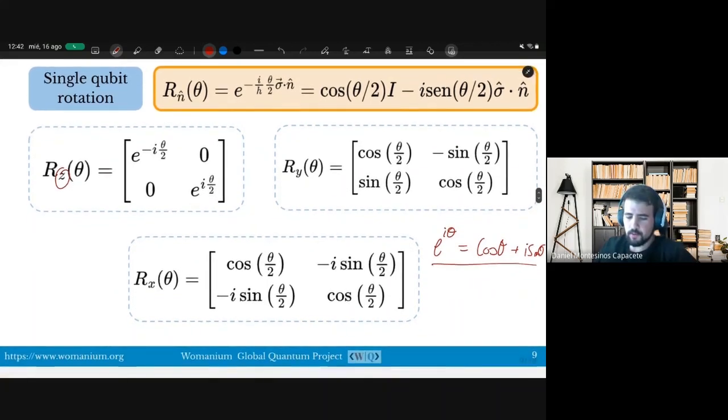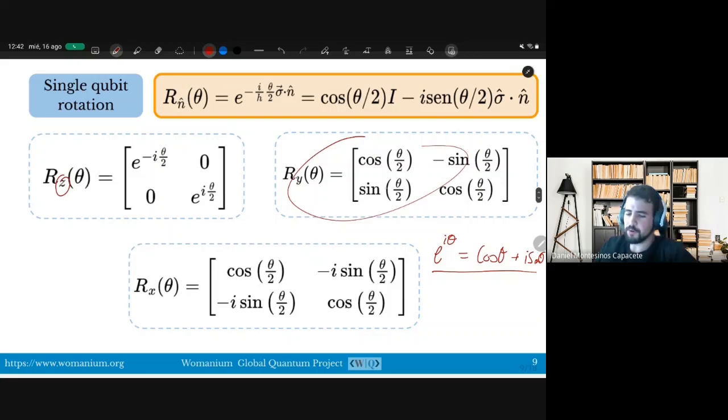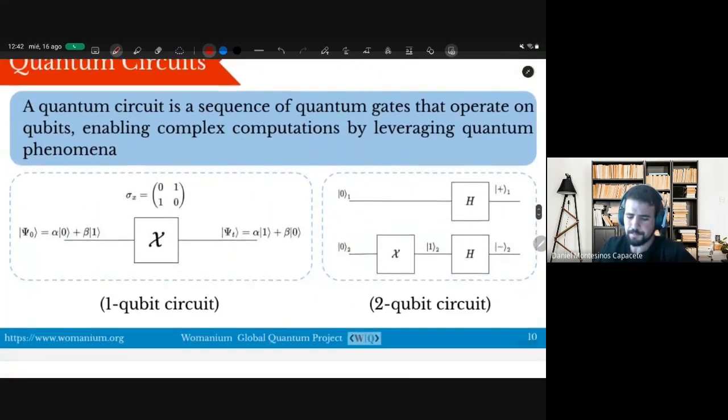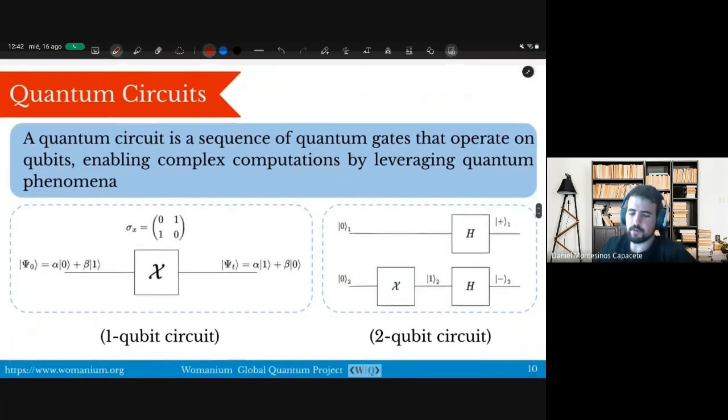And these are just single qubit rotations along different axes. So those are some examples. Now, quantum circuits.